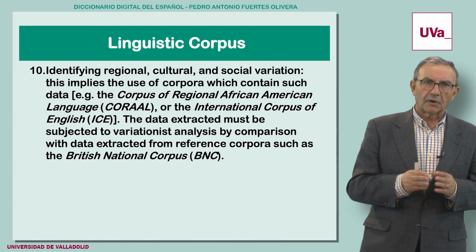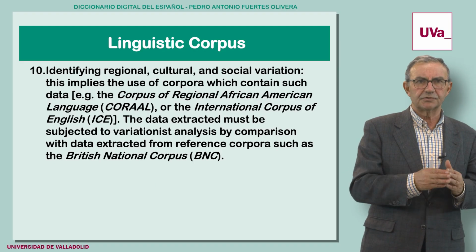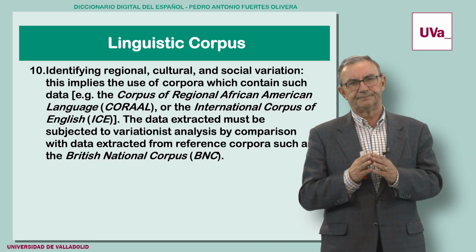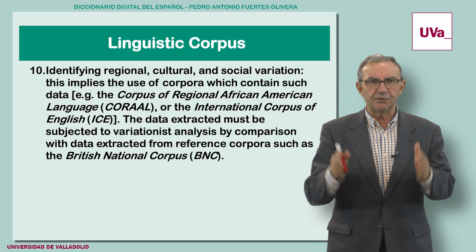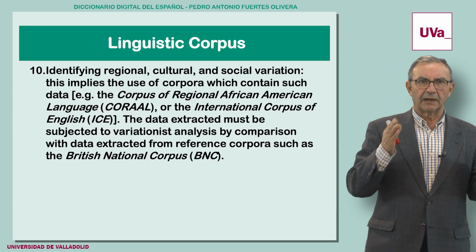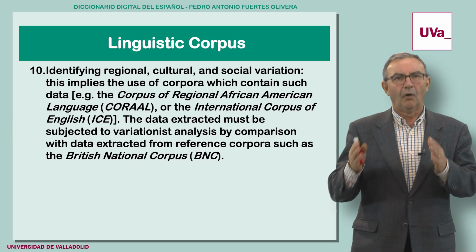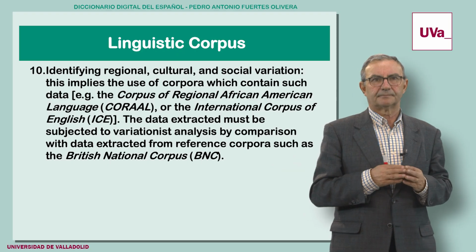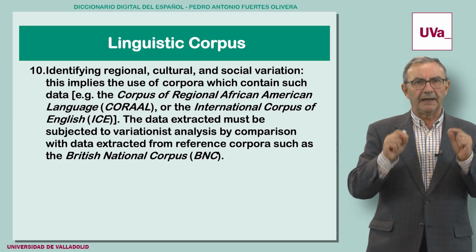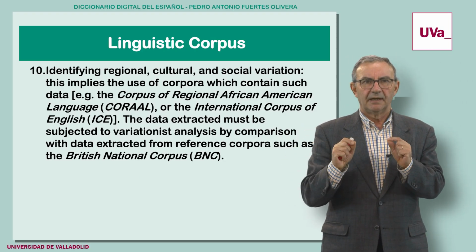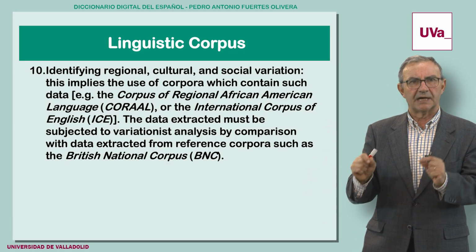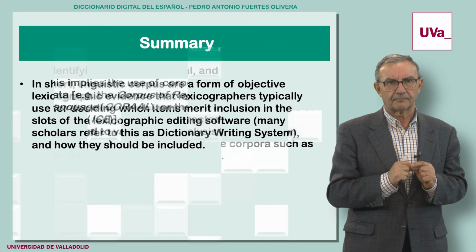10. Corpus data are also used for identifying regional, cultural, and social variation. This implies the use of corpora which contain as data, for example, the Corpus of Regional African American Language, or the International Corpus of English. The data extracted must be subjected to variationist analysis by comparing them with data extracted from reference corpora, such as the British National Corpus.